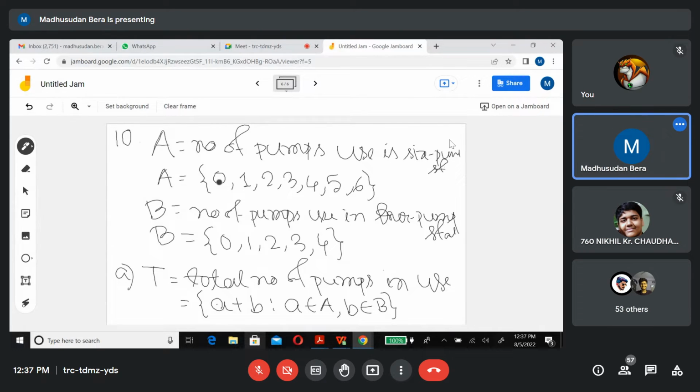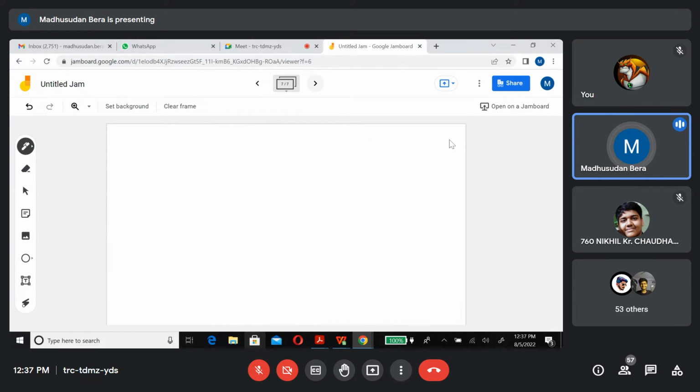What will be the minimum value of A plus B? 0. It may happen that in both stations no pump is working. A takes values 0 to 6, B takes values 0 to 4. The minimum value of A plus B is 0, and the maximum value is 6 plus 4, which is 10. So the T value will be 0 to 10: T will be 0, 1, 2, and so on up to 10.